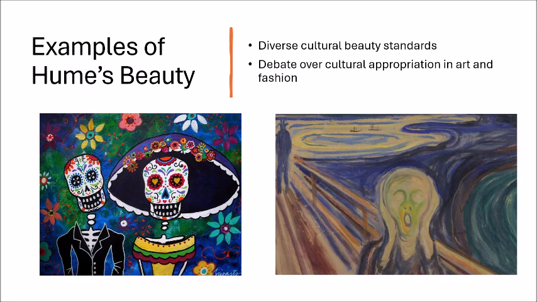Now going to the examples of Hume's beauty. Hume's theory explains why beauty varies across cultures. Traditional African sculptures, for instance, differ greatly from European classical art. In today's world, we see this in the growing appreciation for diverse beauty standards and the celebration of individuality in media and art. This is why I chose these two images. On the right, we have some European art, and on the left, we have Mexican art about the Day of the Dead in Mexico.